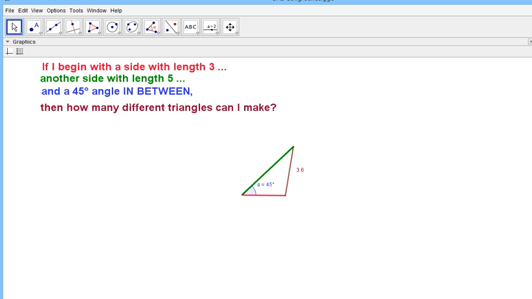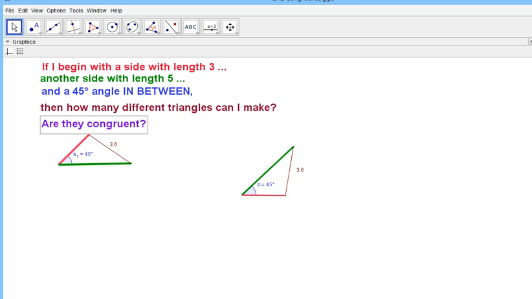Now, let's see if I can make a different triangle using those same three things, okay? So I'm going to do another side with length 3, and another side with length 5. And again, there's my 45-degree angle in between. Now, if I connect the two endpoints there and make that third side, you notice that the third side is also 3.6 meters or centimeters long.